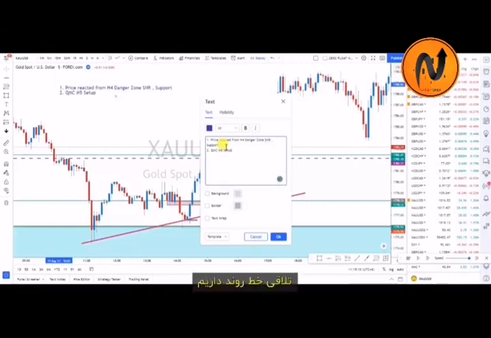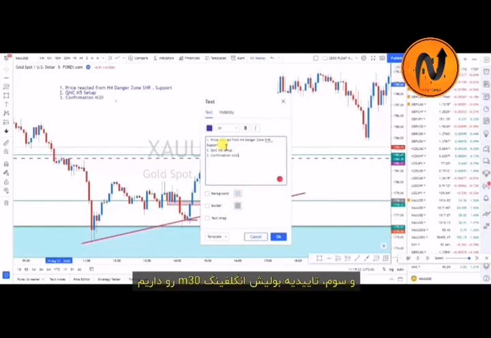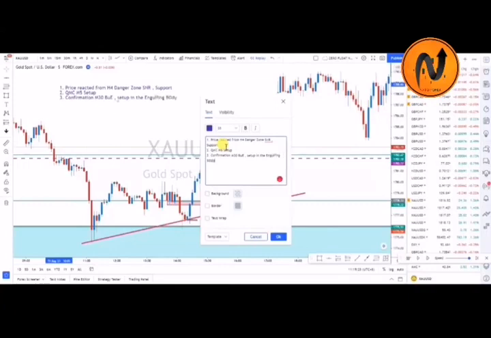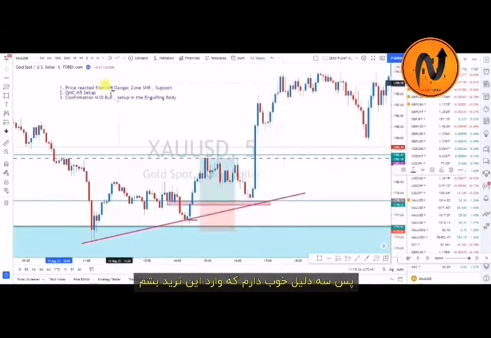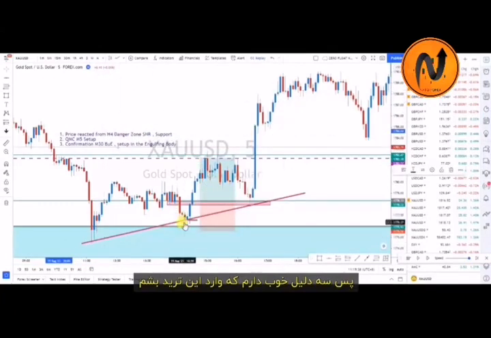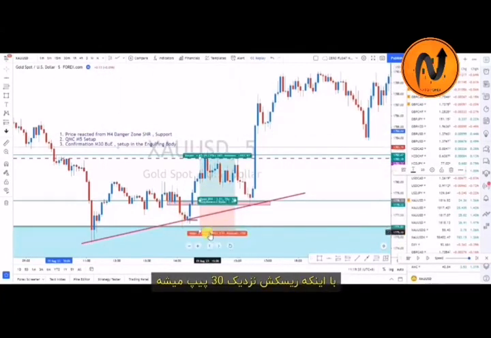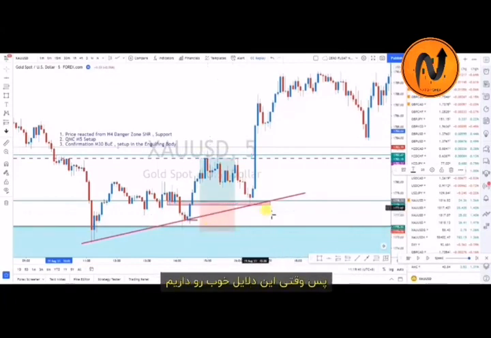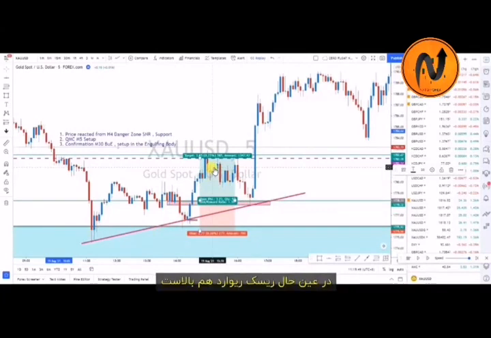The lower low is at the second drive. And third, we have the confirmation on the M30 as bullish engulfing, and the setup is in the engulfing body. So I have 3 strong reasons why I can enter this trade even though the risk is close to 30 pips. Once we have these strong reasons, and at the same time the risk reward is quite high, let's say I'm going to enter on 2 layers.